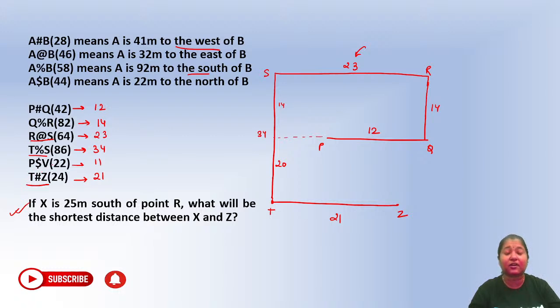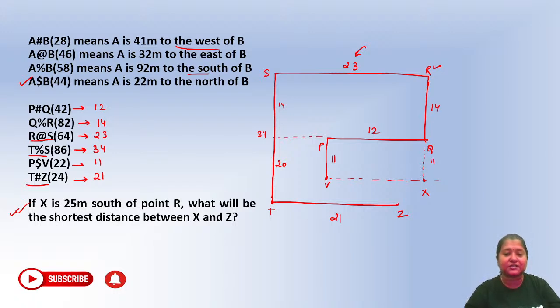Now we have this one, that is P dollar V. What is the meaning of dollar? That is your north. So we know that P has to be towards the north of V and the distance is 11. So that means this is your V here and this is your 11. Now the question is, if X is 25 meters south of R, okay? अब R कहाँ है? ये है ना? So if X is 25 meters south of R, so 14 plus 11, you can understand this will be the point where we will have this X here. So X is going to be 14 plus 11, that is 25 meters, right?